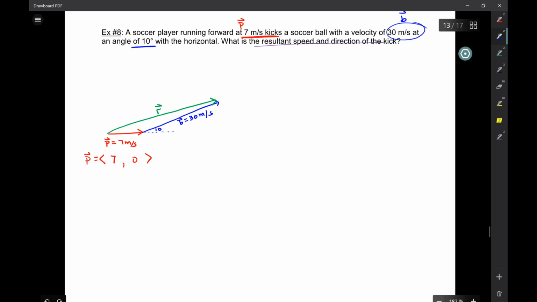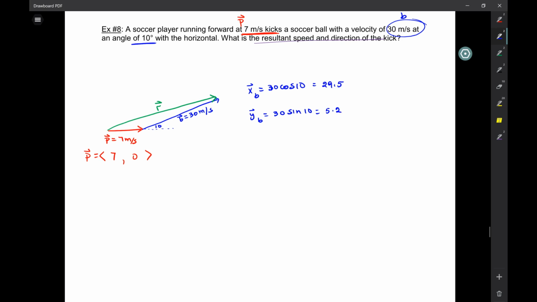So for B, the x component is equal to 30 cosine 10, and the y component is 30 sine 10. All right, so go ahead and tell me how much those make. So we've got 29.5 and 5.2. So vector B is that much.